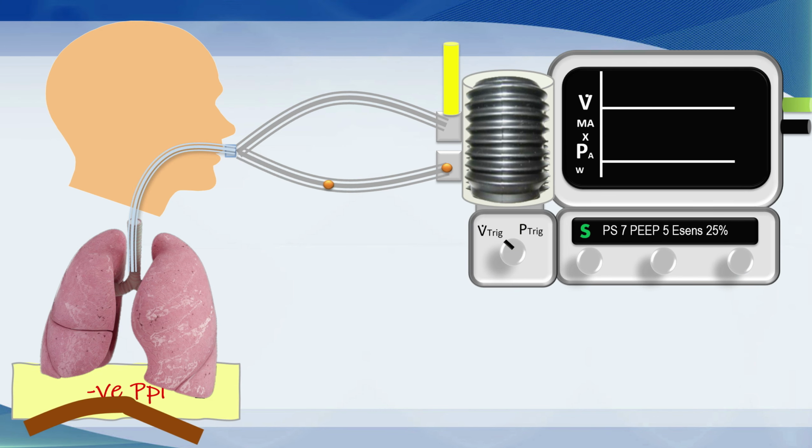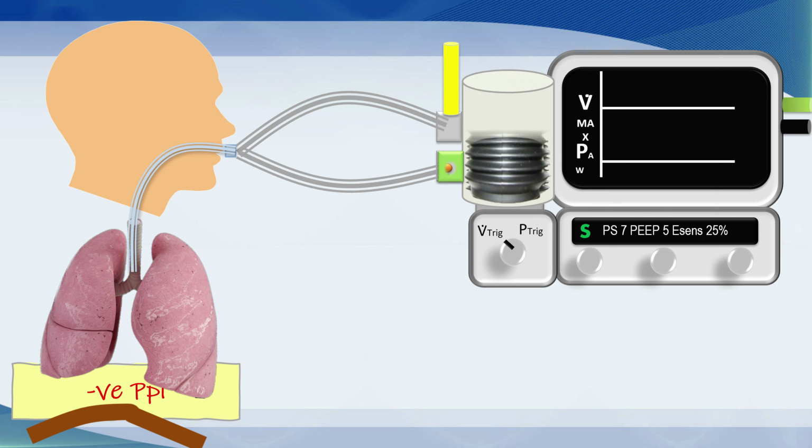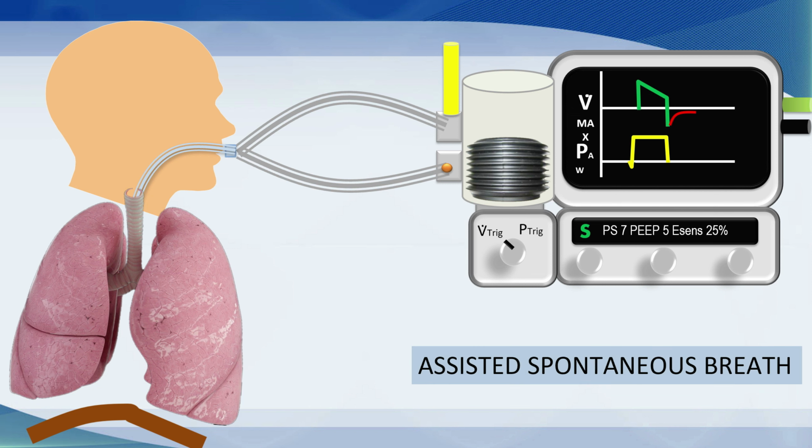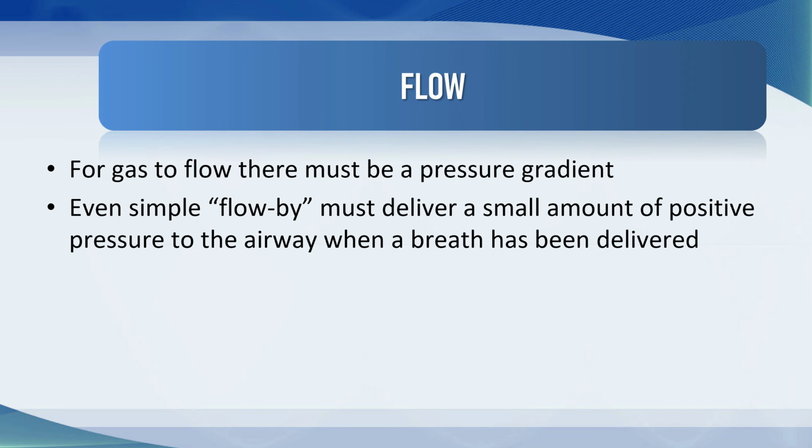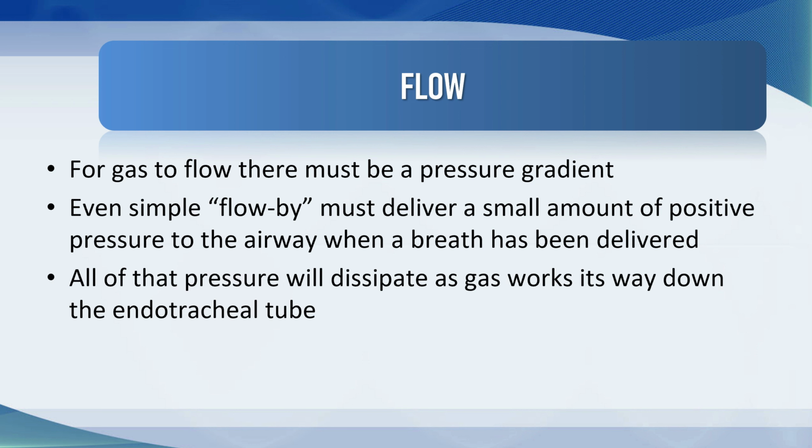Now, a lot of these issues were resolved with ICU ventilators and the use of modern triggering systems such as Flow-by. And these triggering systems allow for assistance for the spontaneous breath, and they're based on control of flow. And when gas travels from high pressure to low pressure, flow occurs, and there must be a pressure gradient. Even simple Flow-by must have some kind of pressure gradient, and so a small amount of positive pressure must be delivered to the airway when the breath is actually delivered.